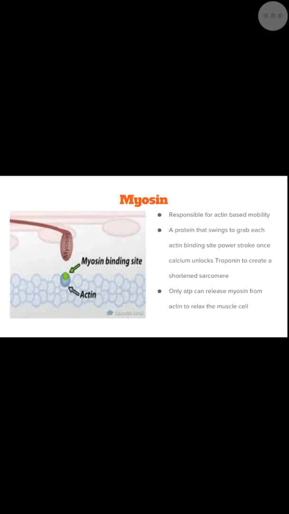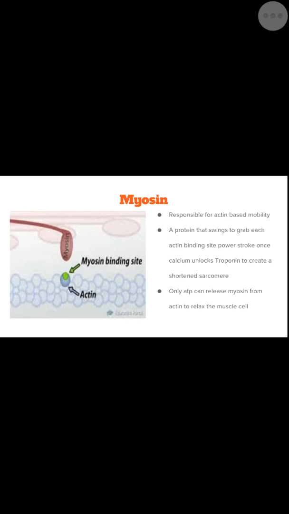Myosin is responsible for actin-based mobility. It is a protein that swings to grab each actin binding site in a power stroke once calcium unlocks troponin, to create a shortened sarcomere.